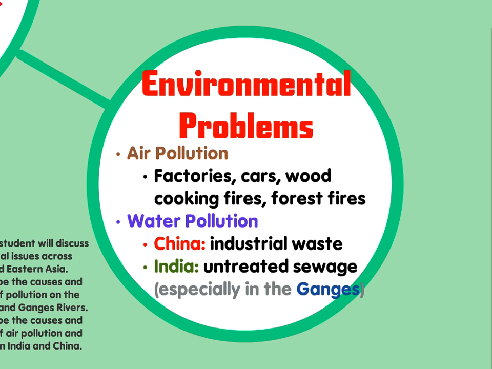Now, in terms of water pollution, it's different depending on which country you're talking about. In China, the water pollution primarily comes from industrial waste. That's output from various factories that put factory waste into the rivers, and those chemicals can do some pretty nasty things. In India, the primary source of water pollution is untreated sewage, untreated wastewater, especially in the Ganges River.